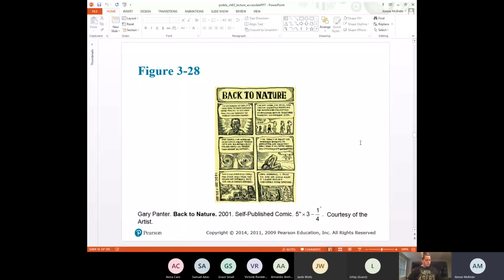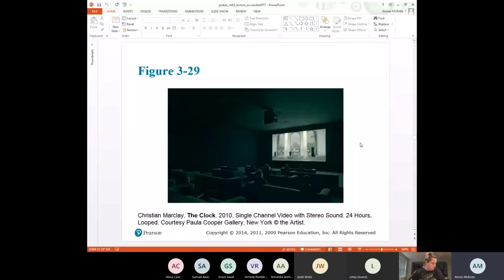I see them scrambling. So this is an example of a comic book. As you read through the panels, the story progresses, showing the passage of time. And then this is Christian Marclay's The Clock. The Clock is a looped video of 24 hours of him just filming a clock, literally showing the passage of time.